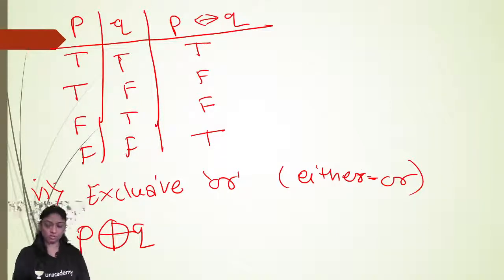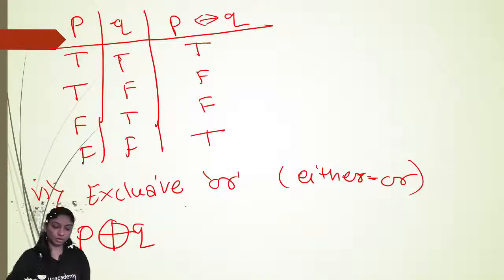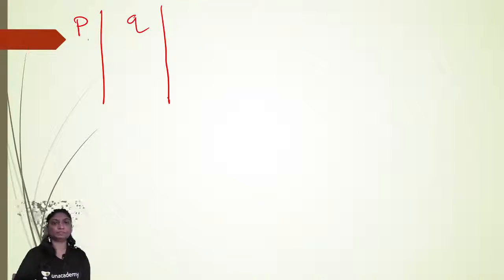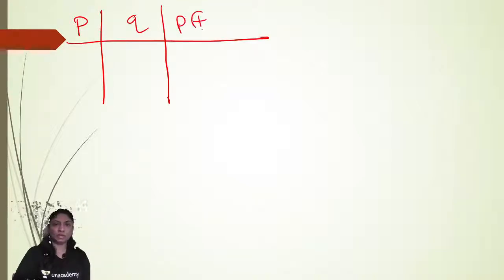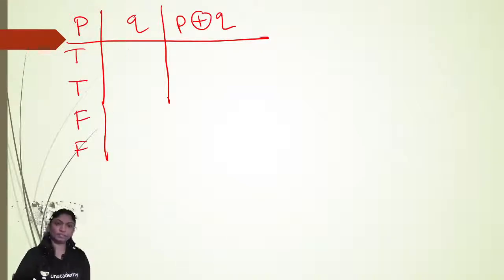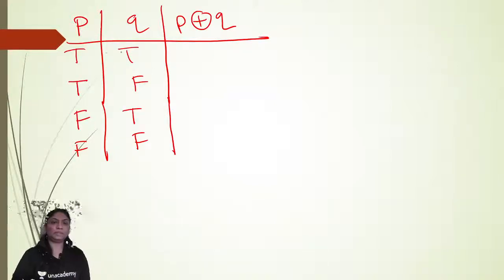Let's see P or Q. How we can write here P or Q, either P or Q. The truth table for exclusive OR is: P, Q, P or Q. T, T, F, F; T, F, T, F. Right? Here P, T, T, then false. F, F, then also false. Otherwise it is true. Remember this.